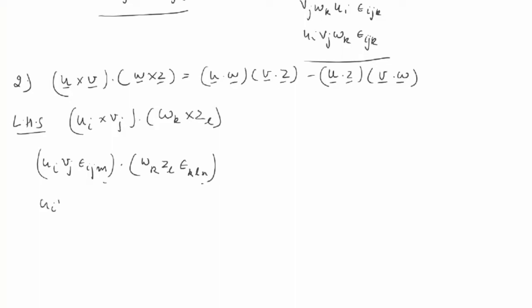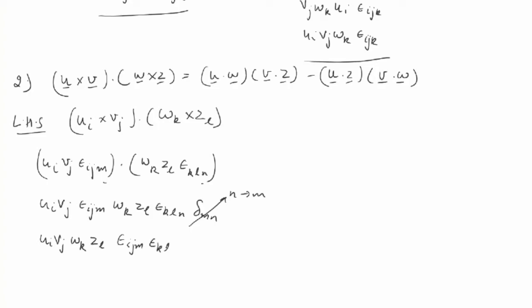So ui vj e i j m wk zl e k l n, and because of the dot product we will get a Kronecker delta del mn. If we want to get rid of this Kronecker delta, we can replace n with m. So this becomes ui vj wk zl e i j m e k l m, because now again we have used the Kronecker delta and replaced n with m.